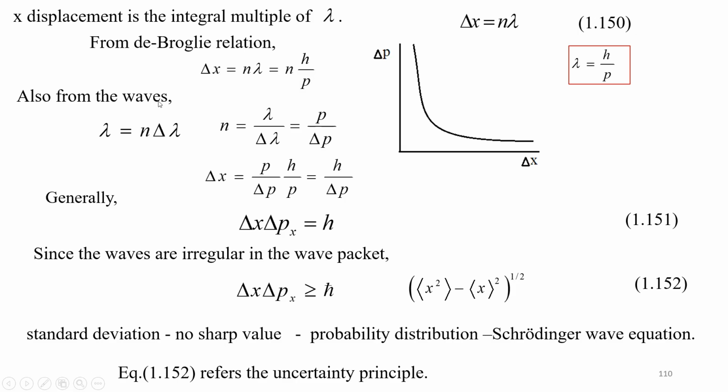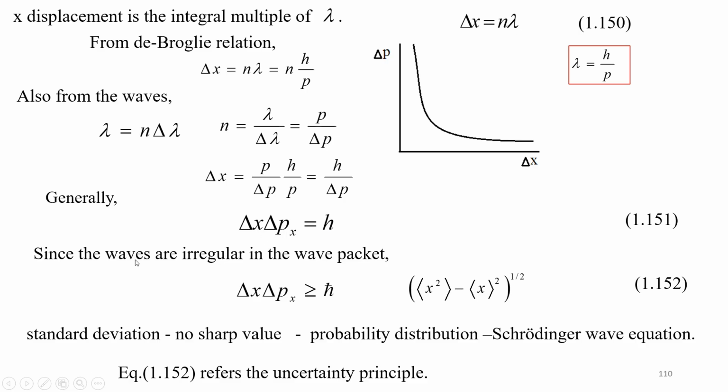Also from the waves, λ equals n times Δλ. So n equals λ divided by Δλ, and using the de Broglie relation, we have p divided by Δp. Substituting here, we know that Δx equals n h by p. We can substitute for n, which is p by Δp. So p by Δp multiplied by h by p; p gets cancelled, and we have h divided by Δp. Cross multiplying will give Δx Δpx equal to h.